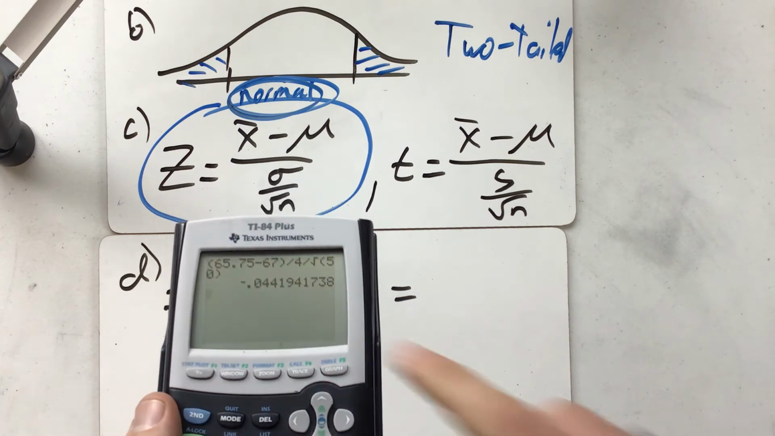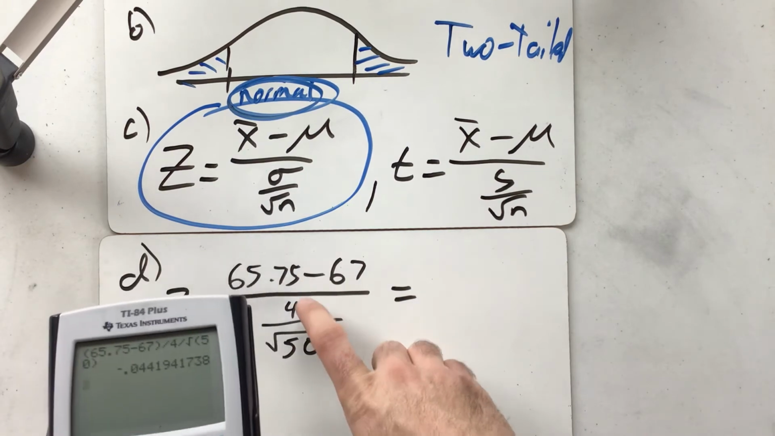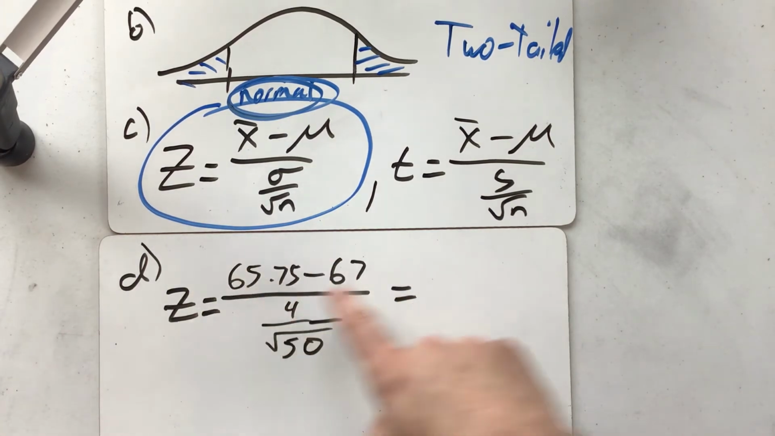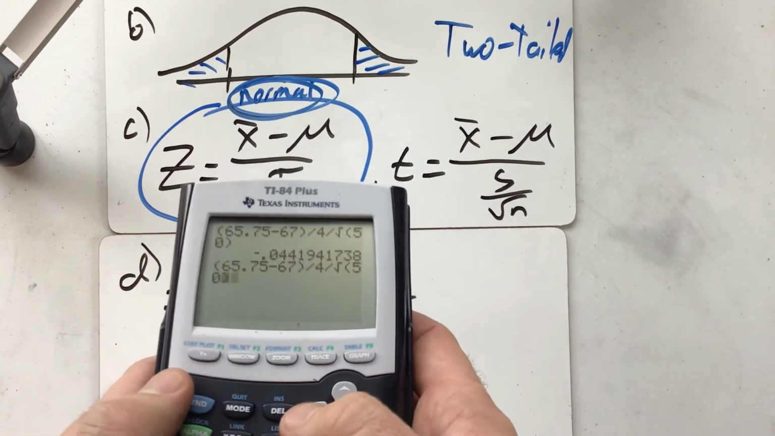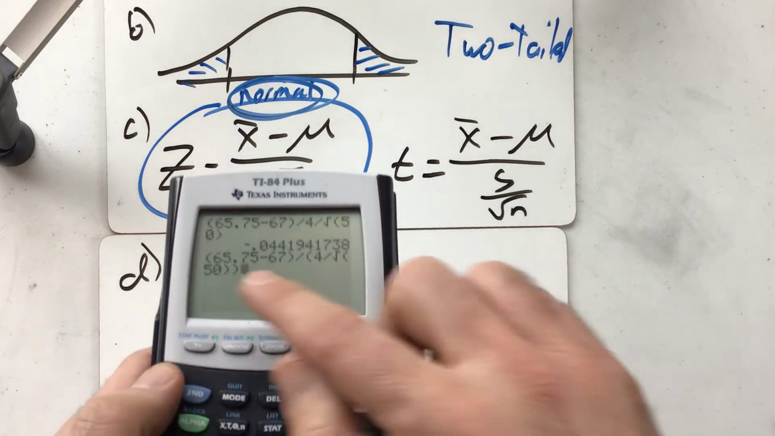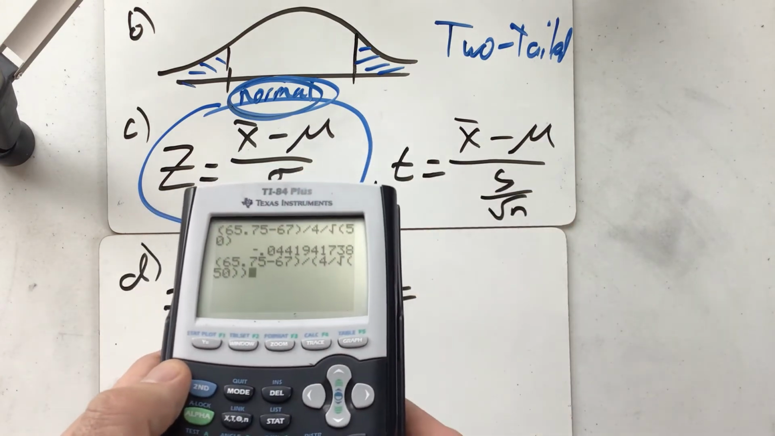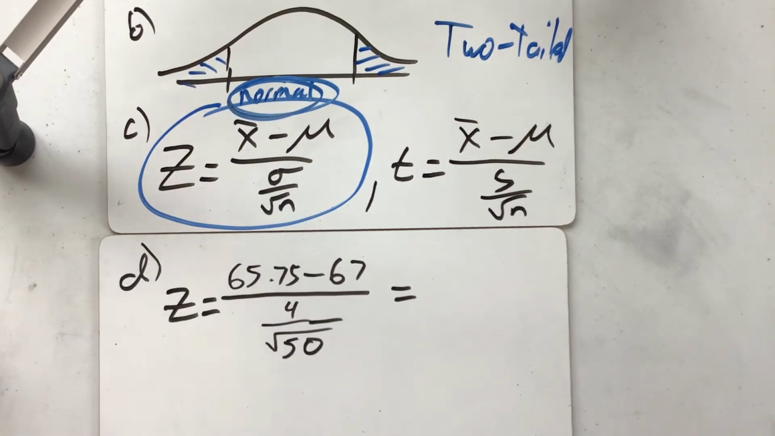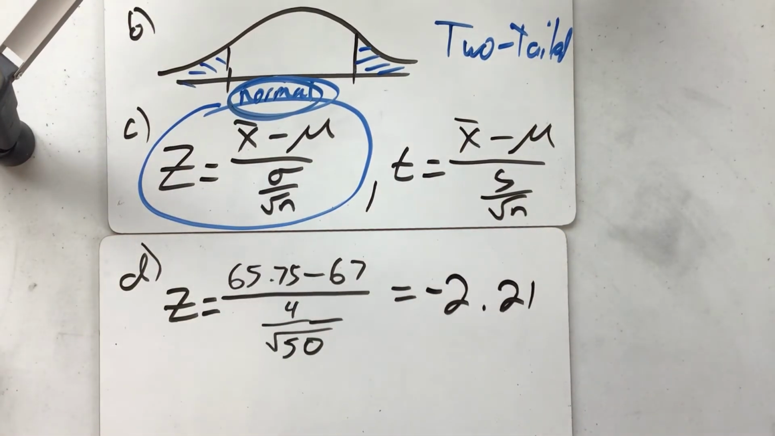What makes this wrong is that the calculator always follows the order of operations. So it divides this number by 4 and then takes the answer and divides that answer by 50. But we don't want to divide all of this by 50. We only want to divide the 4 by 50. So instead, I'm going to put the whole bottom part in parentheses, and now the 4 gets divided by 50 first, and then the whole answer gets divided by that. So make sure you're using the order of operations correctly, and I get negative 2.2097. So I'll just say negative 2.21. That sounds like a pretty good answer.